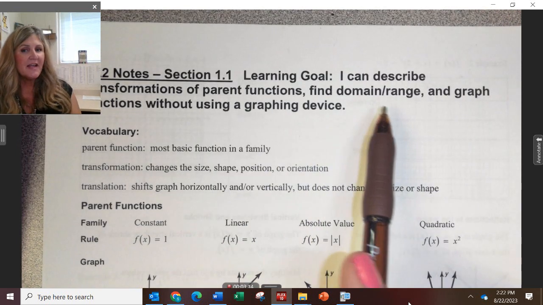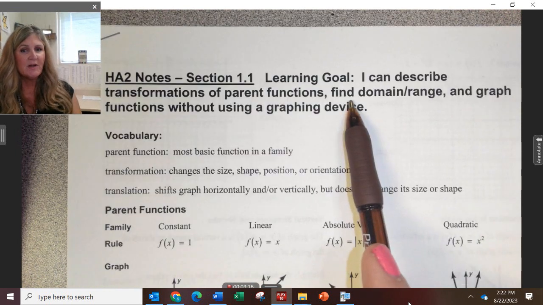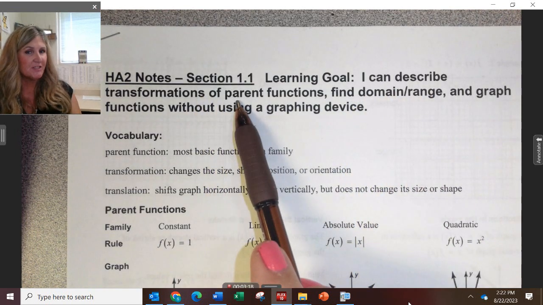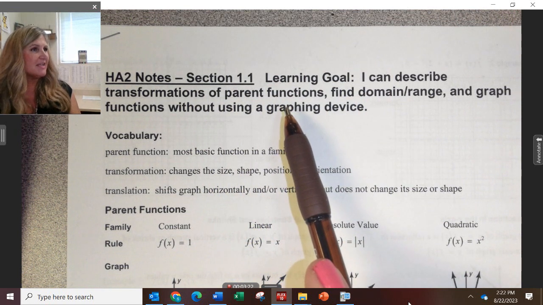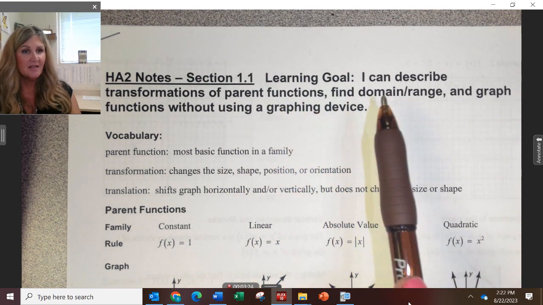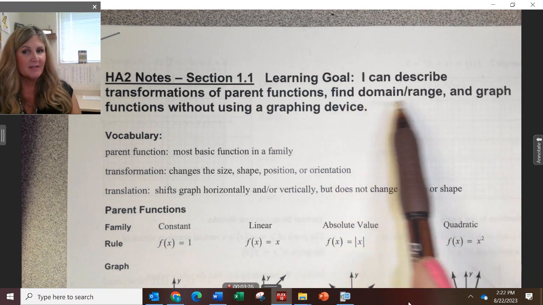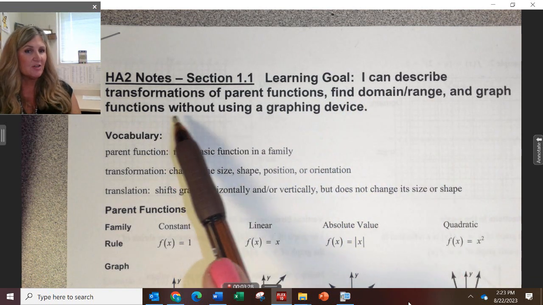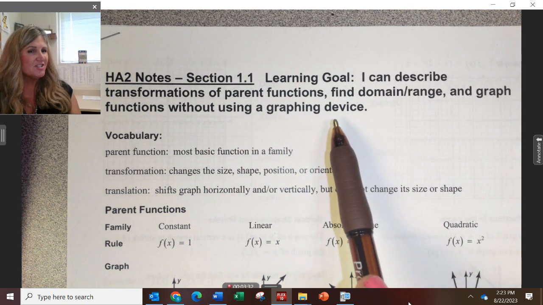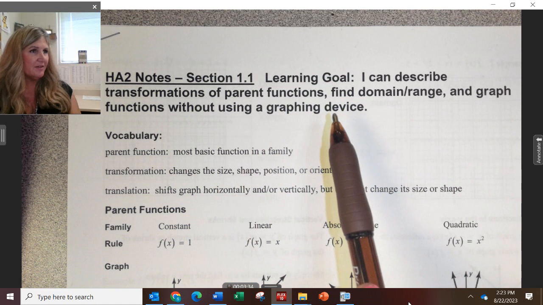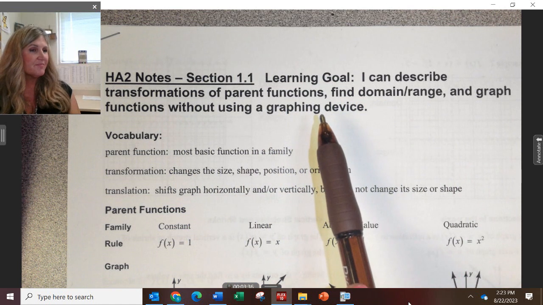So our goal for today, while you're finding that, is we want to be able to describe transformations. We want to be able to describe whether the function should be going up, down, left, right, etc. We want to be able to find domain and range, and we want to be able to graph functions. We only use our graphing calculator to check our work, not to do the whole thing. We just want to check with it.